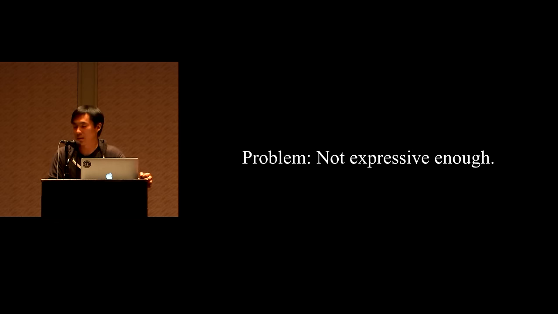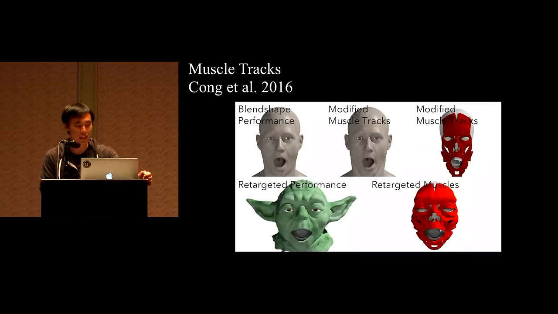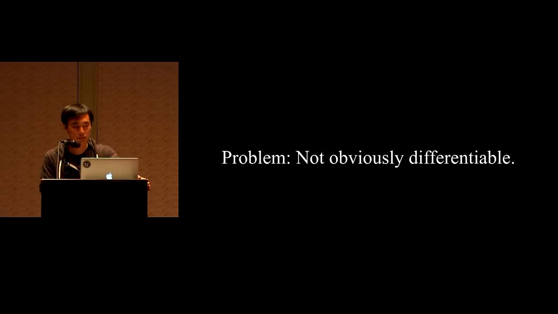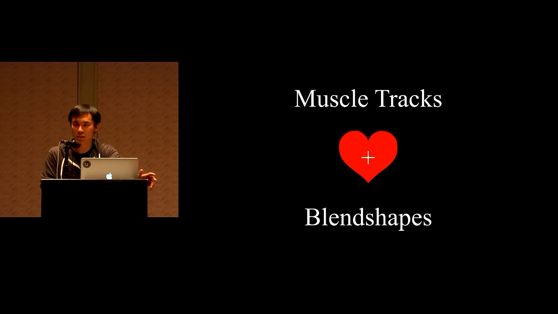In 2016, Cong et al. introduced a paper that introduced this concept of muscle tracks, which introduced a less anatomically motivated but still physical force into the quasi-static simulation to allow for more expressive simulation. It's great, but it's not obviously differentiable or parameterized, and therefore it's hard to use for vision problems. So in our particular paper, we introduced what we call muscle blend shape driven muscle tracks, which combines the idea of muscle tracks introduced by Cong et al.